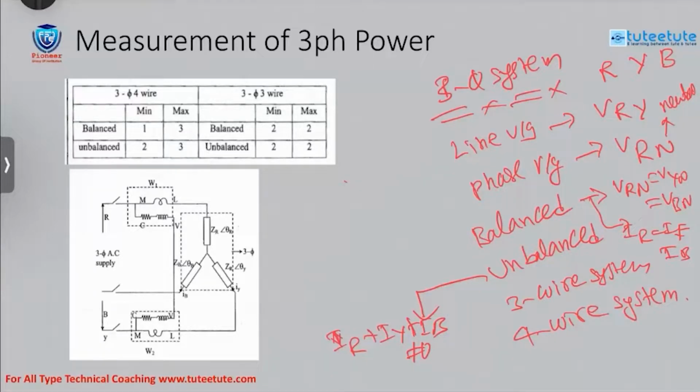One more is the three-wire system. Excuse me, sir. Explain, sir, phase voltage again. A phase voltage, sir: let's take this is the neutral. If you are measuring the voltage between R phase and the neutral point, that voltage is called phase voltage. If you are measuring the voltage between R phase and Y or B phase, any other phase, then that voltage is called line voltage, sir.